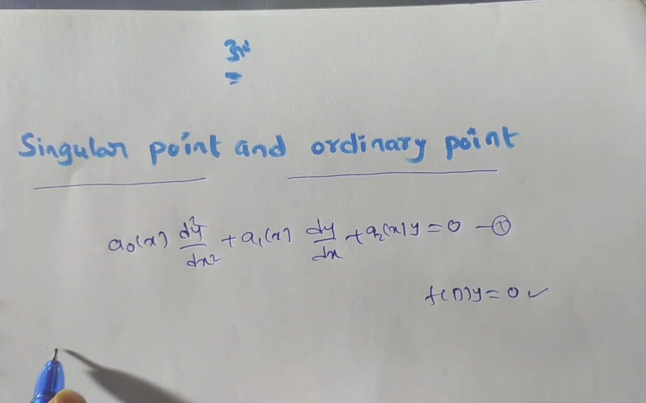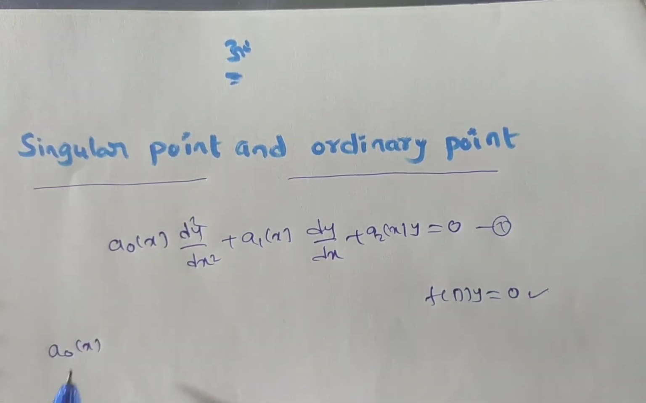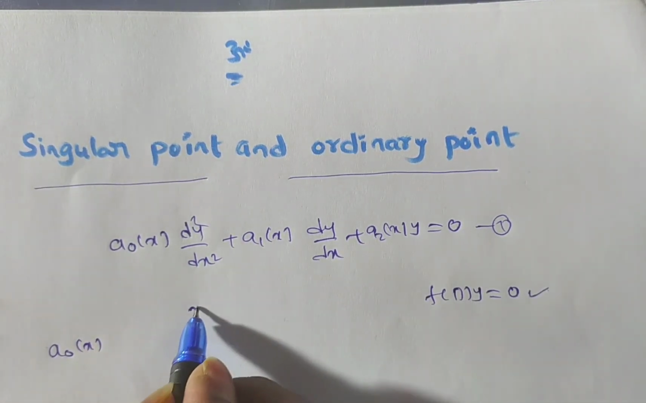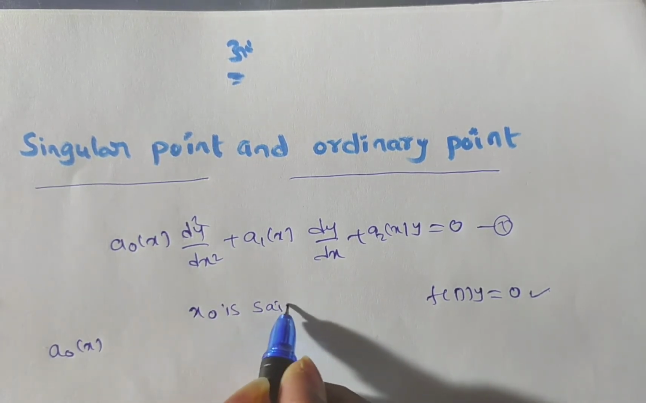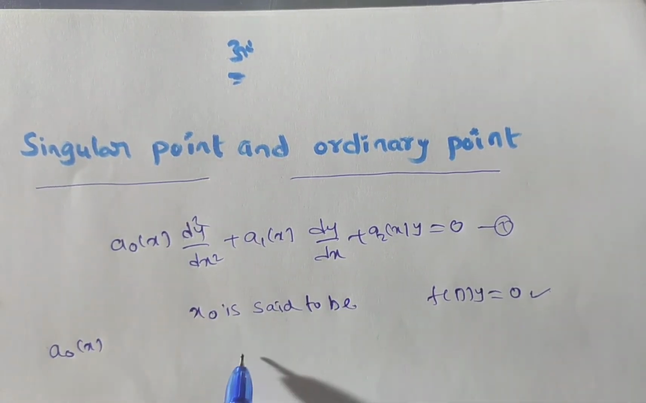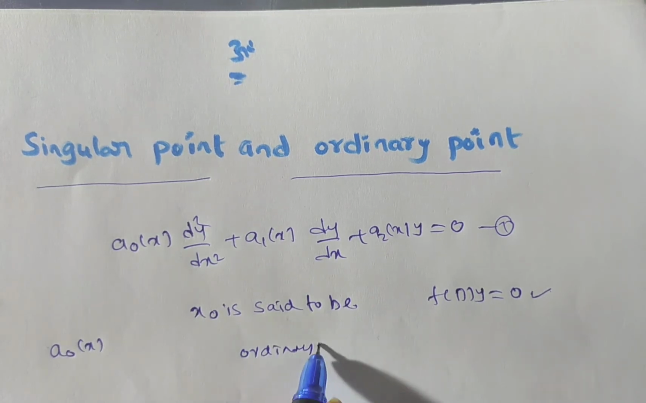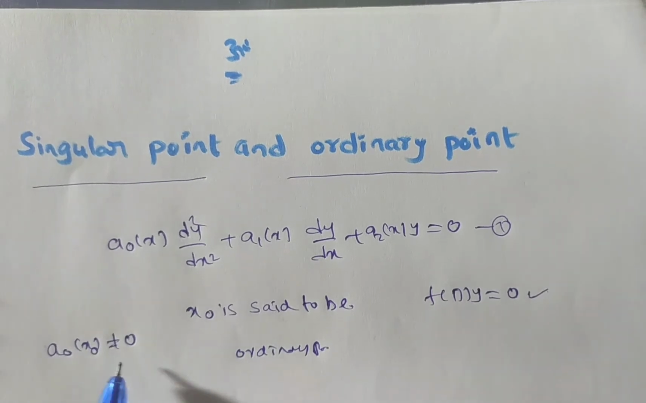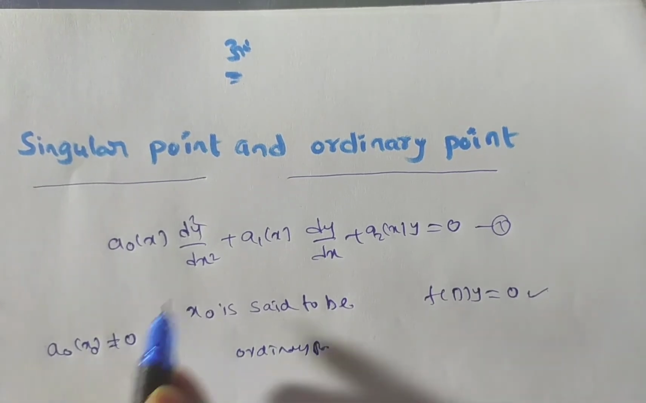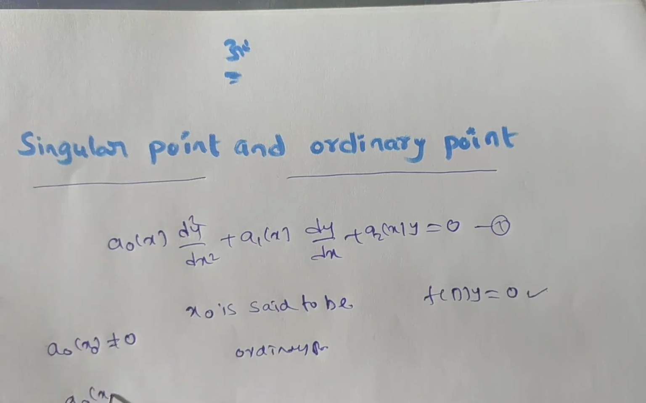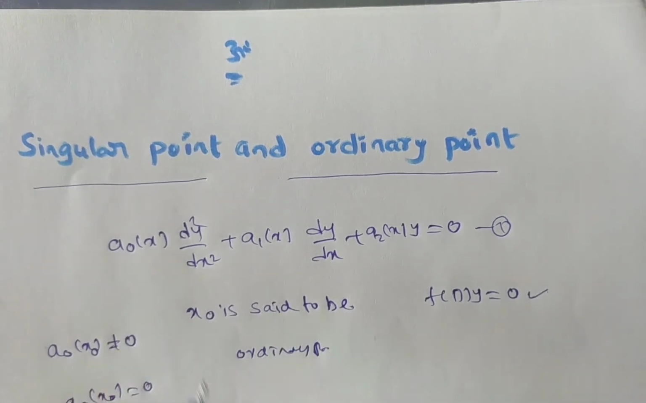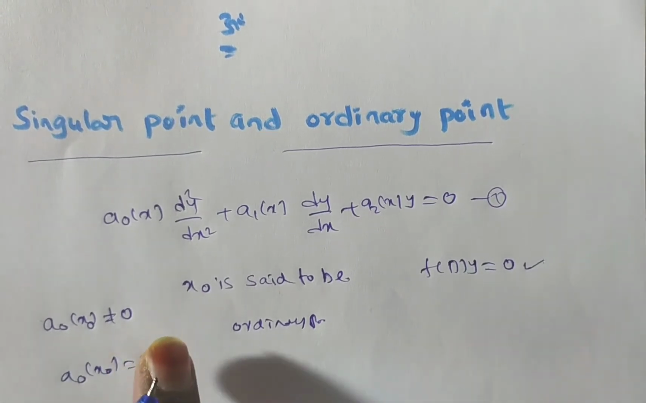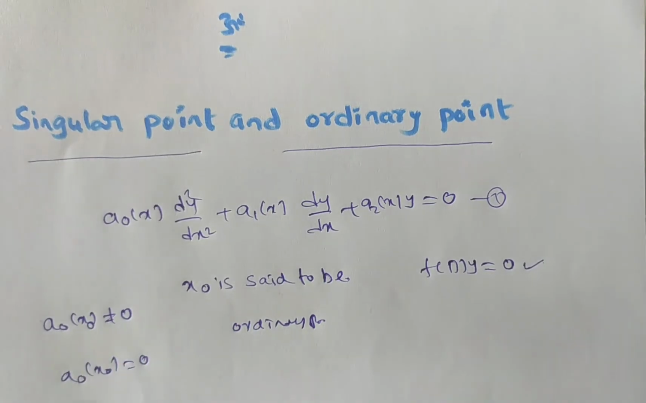Here a0(x) is the coefficient of y double dash. Now a point x0 is said to be an ordinary point if a0(x0) is not equal to 0. Then you can say this point is called an ordinary point. If a0(x0) is equal to 0, then you can say this is called a singular point. That's it only.